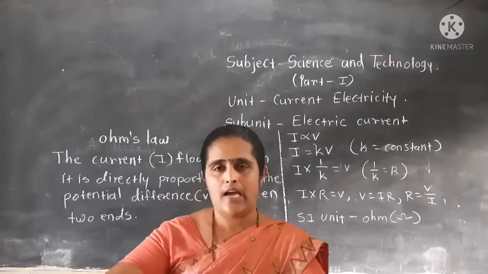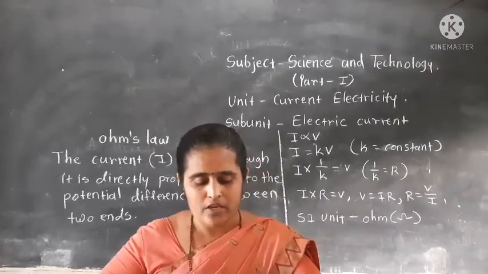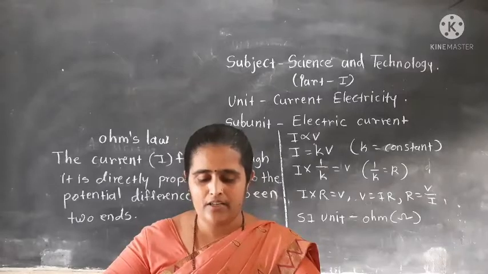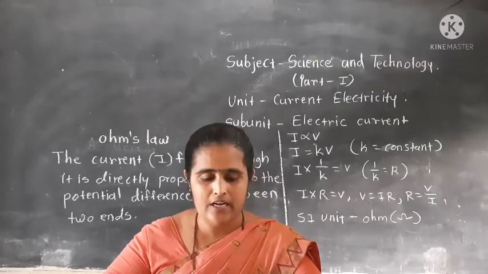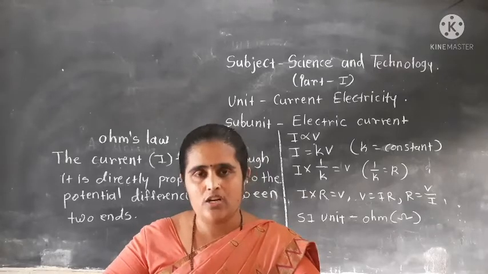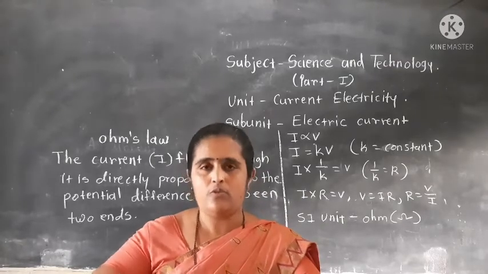Okay, let's start with the equation. If the physical state of a conductor remains constant, the current I flowing through it is directly proportional to the potential difference V between two ends.